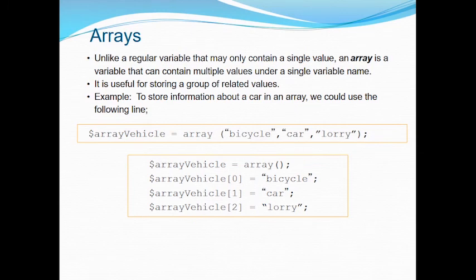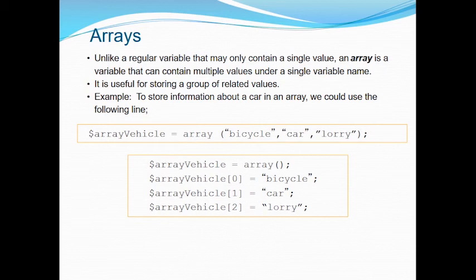Next, we are going to visit array. The ordinary or common variable in PHP normally contains only one value. An array, meanwhile, is also a type of variable, however, it contains multiple values, and these values are a group of related values under a single array or variable name. For example, if you create an array of vehicles, the related values that the vehicle array can contain might be a bicycle, a car, a lorry, and etc.